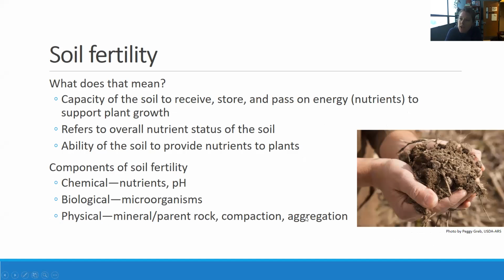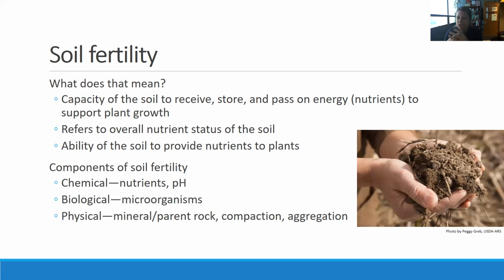So before we talk about fertilizer, let's talk about your soil and soil fertility, and that will hopefully help you understand how and if you need to fertilize and when. So soil fertility, what are we talking about there? Basically, that's the capacity of the soil to receive, store, and pass on nutrients to support plant growth.